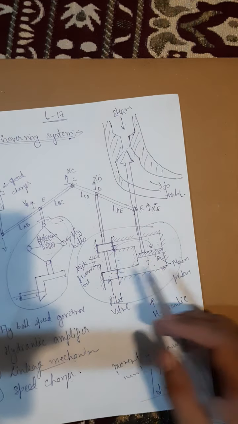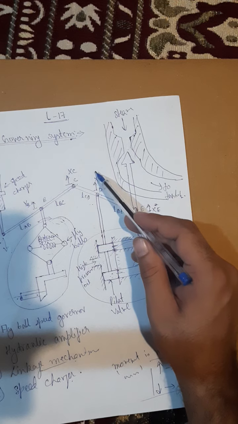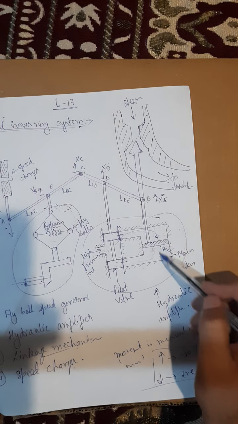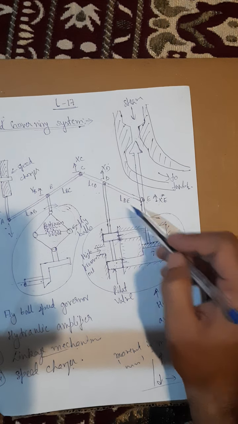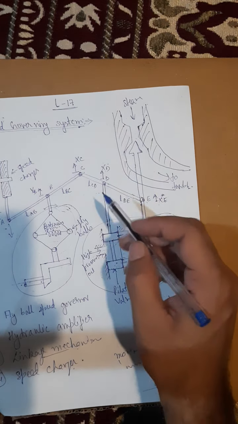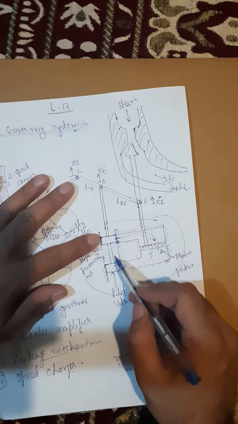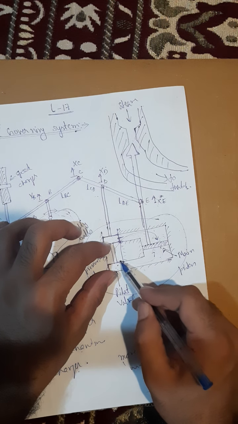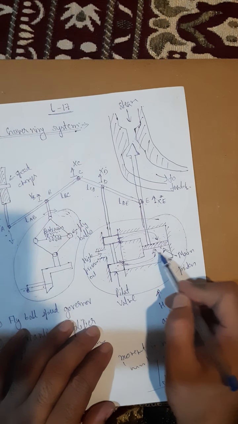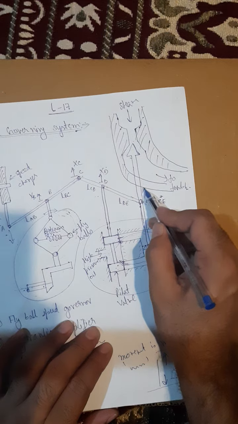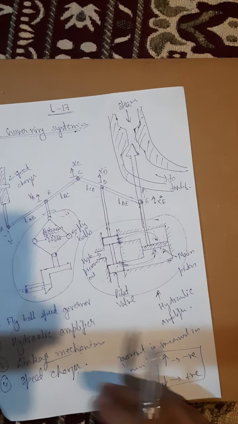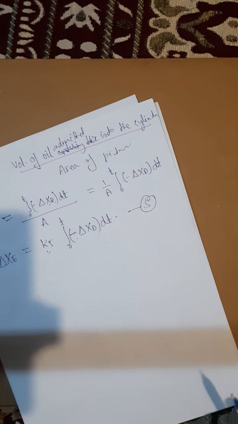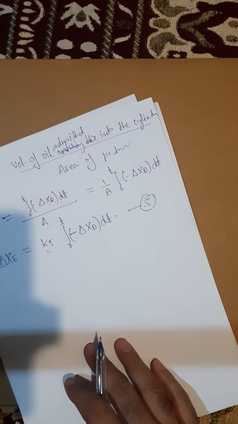How can you say that? Look here. I am saying if D point moves up, oil will enter from here, and this piston valve will move down, so E point will move down. Okay, if D is moving up, E is moving down. On the other hand, if D is moving down, the moment this moves down, this port will open, so oil will move from here and push the piston upwards, and E point will move upwards. That is why we are using the negative sign here. Okay, so we have equations 3, 4 and 5.